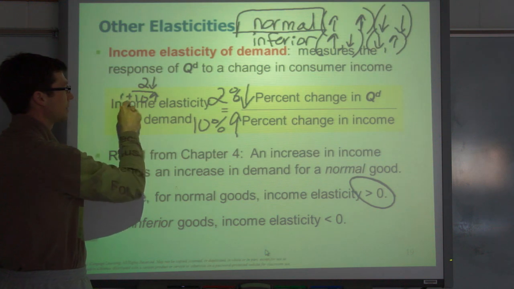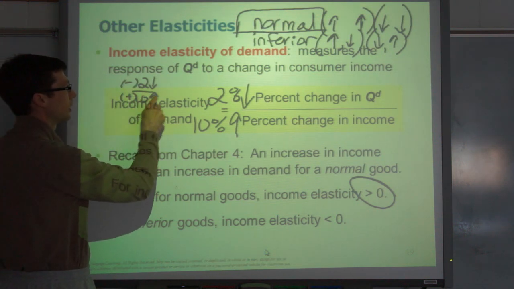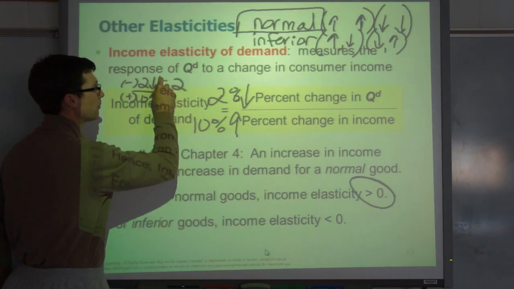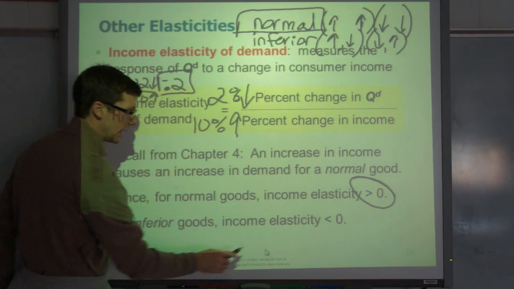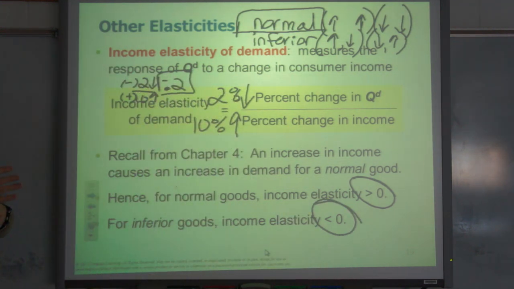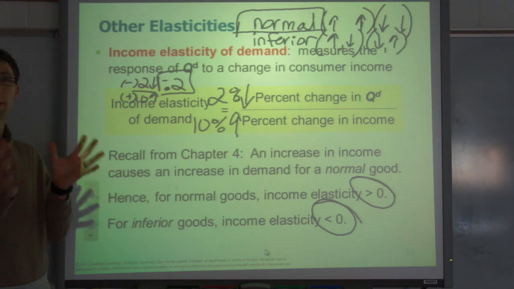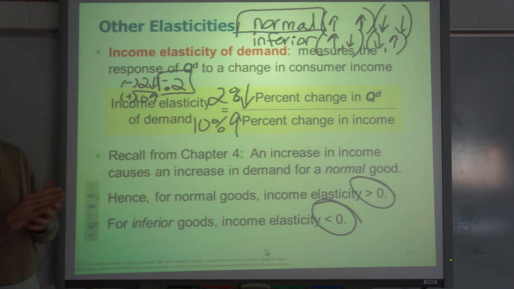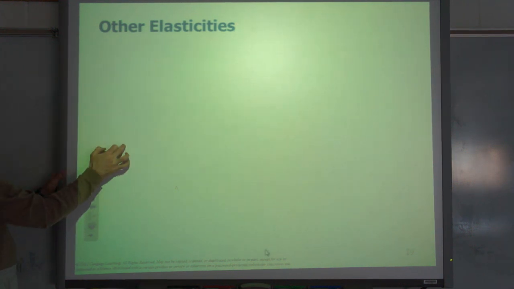This would be a positive number. This would be a negative number. So you would have negative 0.2 as your elasticity. Anytime we see an elasticity reading that is negative, less than 0, we know that good is inferior. And bus rides are one good that is inferior for most people.